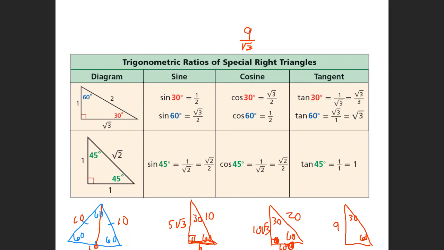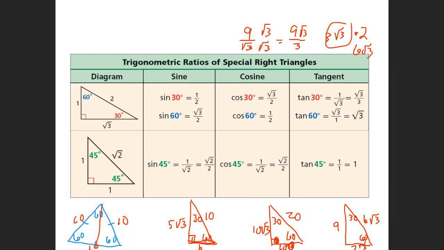Can you leave a square root of 3 in the denominator? No. So we're going to multiply top and bottom by the square root of 3. So that gives me 9 square root of 3 over 3. So that really is 3 square root of 3. Woo! So the short side is 3 square root of 3. What's the hypotenuse? Because the hypotenuse is just double that, right? What's double 3 square root of 3? So if I multiply this by 2, that gives me 6 square root of 3. Boom.